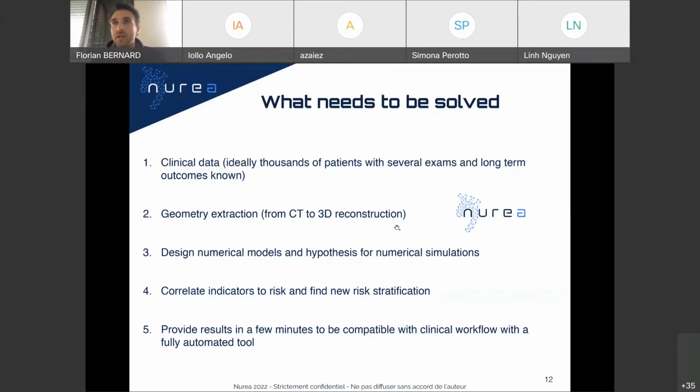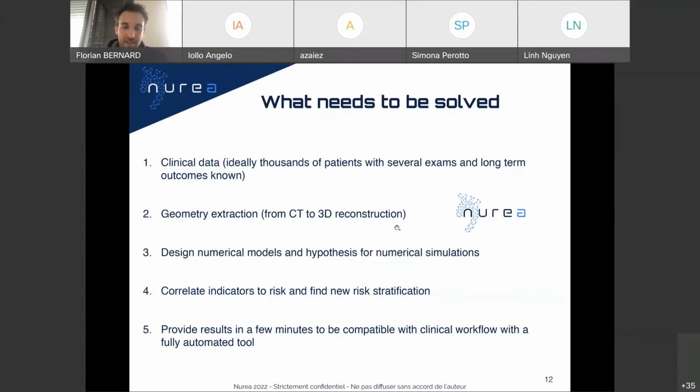So the goal here is really to provide some kind of indicators to the physician to say, okay, here, I don't think this patient is really at risk, even if the diameter of the aneurysm is quite high. And conversely, maybe on this patient, the tortuosity of the arteries, the wall shear stress is too high on some specific location, and this patient needs to undergo surgery because the aneurysm is really at risk.